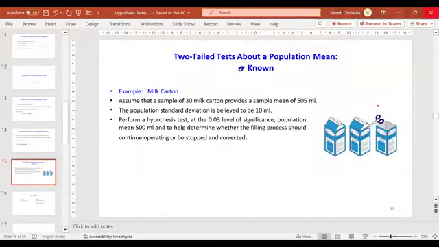Okay. So for example, for the two tail test, we are assuming a sample of 30 milk cartons. Whenever we get this kind of information, we can clearly define that the sample size is 30, where n is equal to 30. It provides a sample mean of 505 ml. So this is x bar. The population standard deviation is believed to be 10 ml. So this is sigma, which is given to us. Then we have to perform a hypothesis test at 0.03 level of significance. This is alpha.